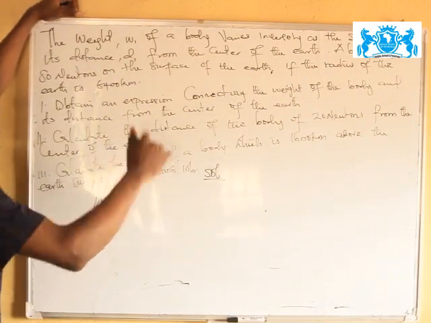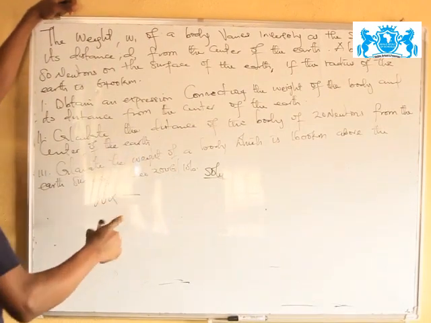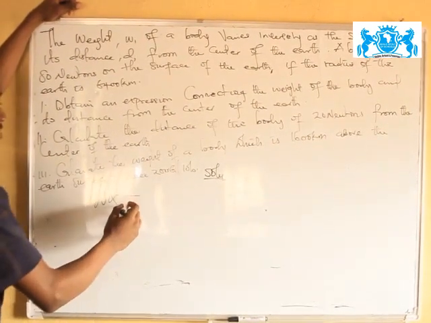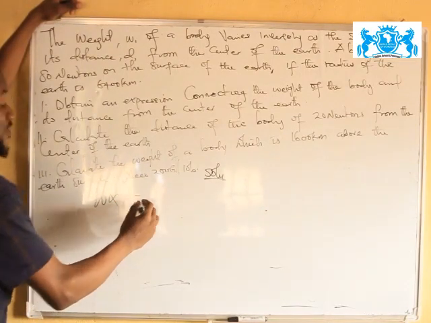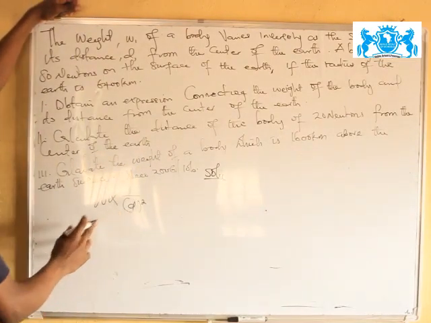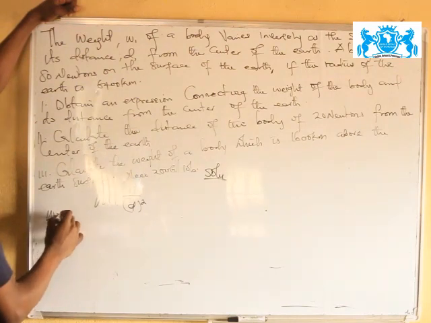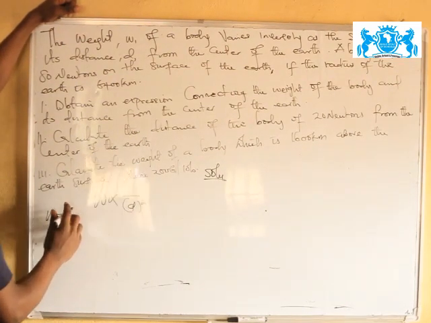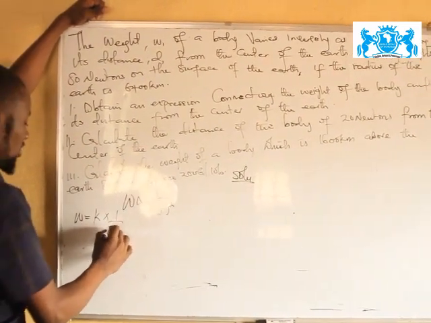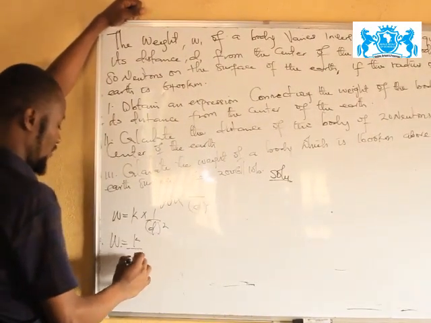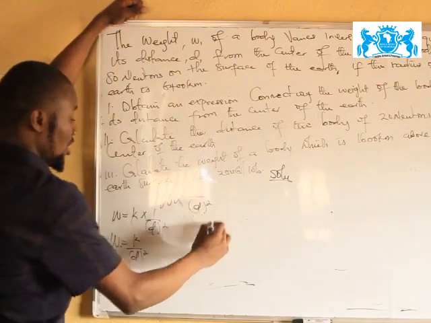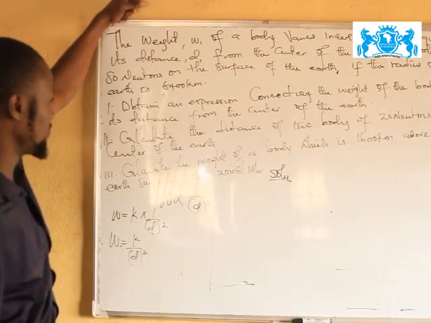Varies inversely. Inversely is 1 over the square of the distance, let's say d square, not square root. Now, if you want to analyze, you now have that W is equal to K times 1 over d raised to the power 2, and W is equal to K over d raised to the power 2. Now, that is the expression.